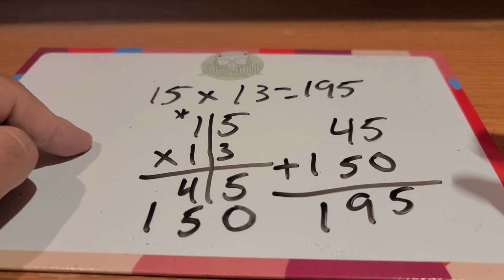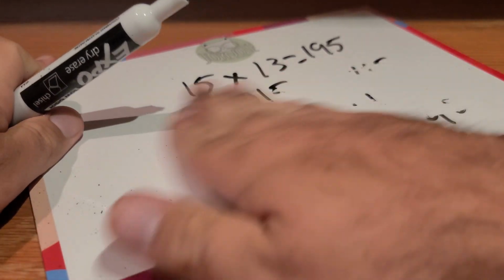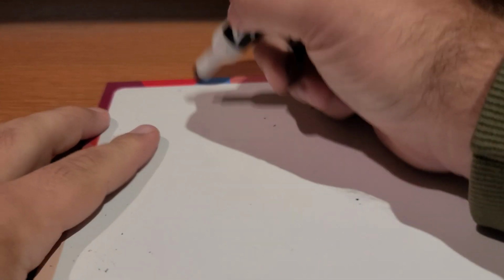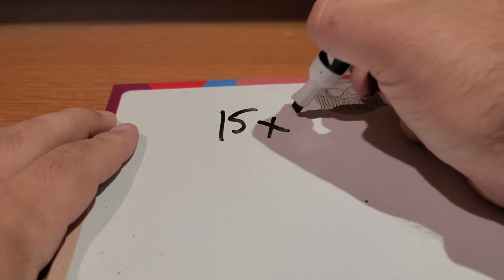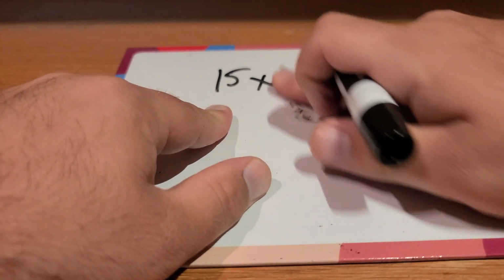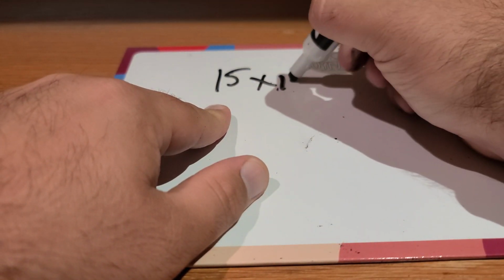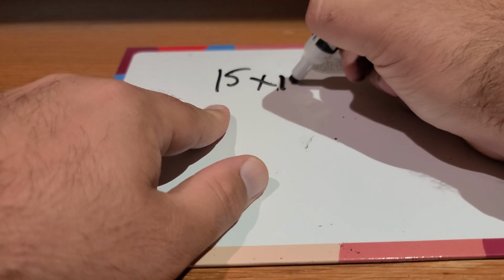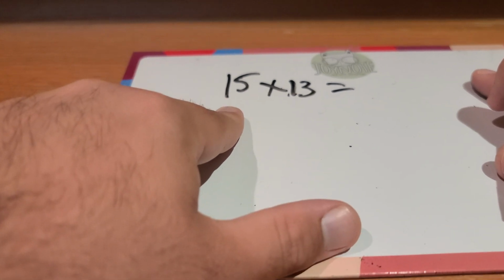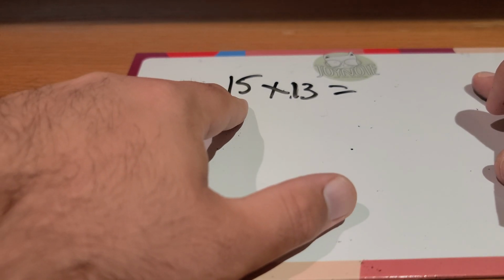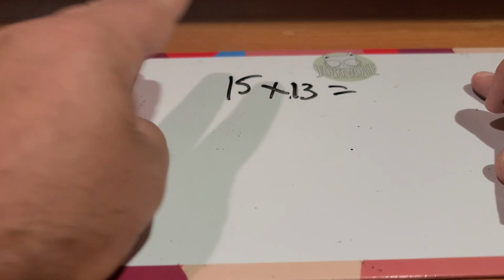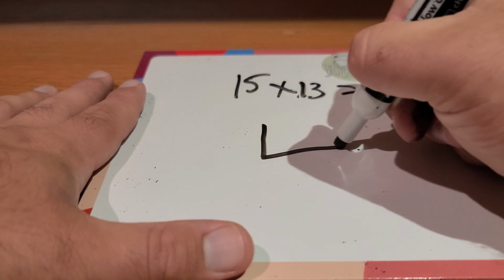So, let's try this with the box method. So, let's try 15 times 13, but we're going to do the box method. So, again, just like we did with single digit, come to your first number. We have how many place values? Guys, here's a hint. Look at how many numbers we have. We have 2 numbers. We know we need to draw 2 boxes.